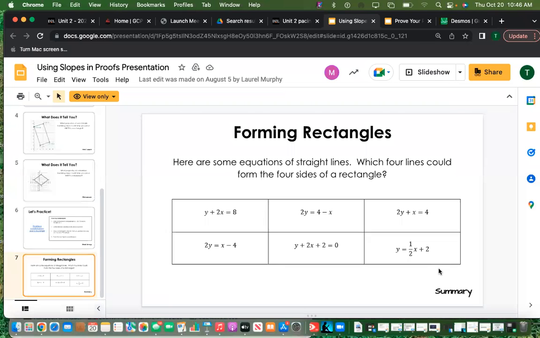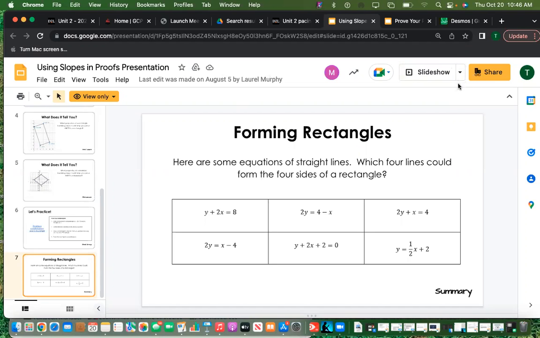Look at the problems up on the board, or the equations. Which four lines could form the four sides of a rectangle? I'm going to give you about 2 minutes to think this one through.